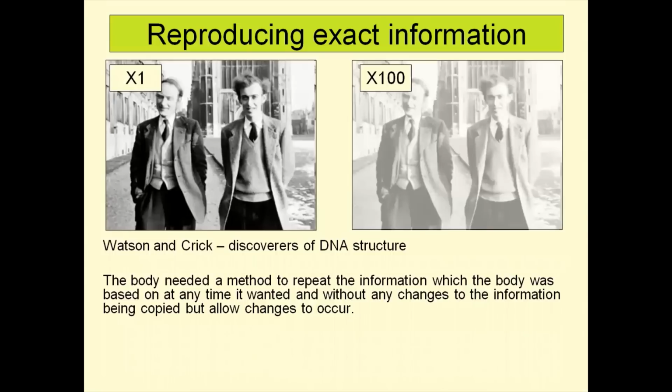Genes are sections of DNA and they control different characteristics. DNA is the genetic material and contains lots of genes which code for a specific protein. The structure of DNA was discovered by Watson and Crick. The body needed a method to repeat the information which the body was based on at any time it wanted, and without any changes to the information being copied, but allow changes to occur.